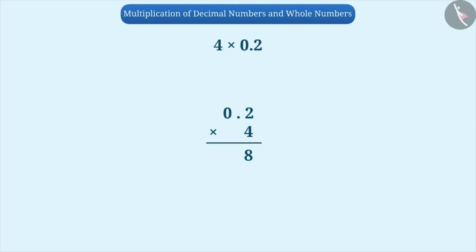In 0.2, there is one digit after the decimal point. That means there is only one digit after the decimal point in both the numbers. So, in the result, we will place decimal point by counting one digit from the right side. Since there is only one digit here, we will place decimal point before this. Since there is no whole number before the decimal point, we will place 0 before it. Therefore, we get the value of 4 multiplied by 0.2 as 0.8.